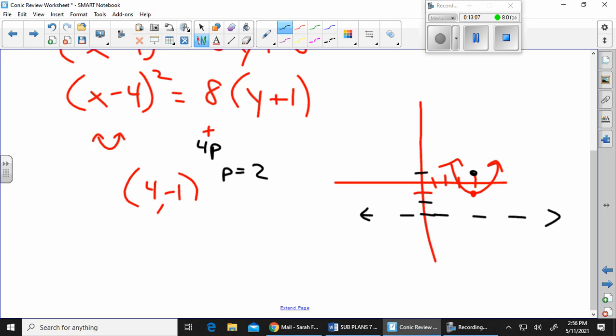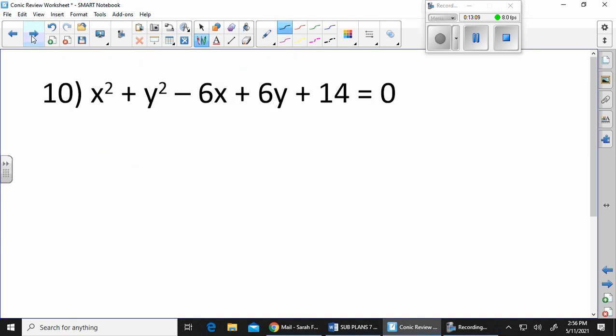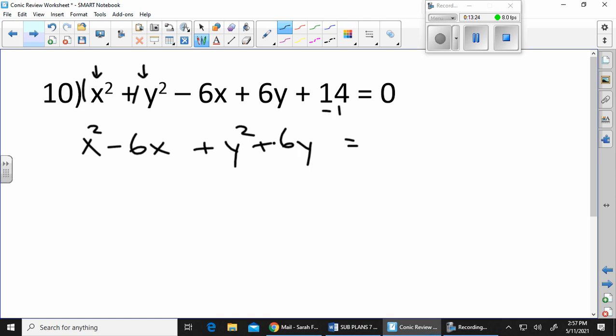There's your picture. For number 10, we got plus. We got the same number in front. It's got to be a circle. So put my stuff together. Y squared plus 6y. Take that over to the other side.